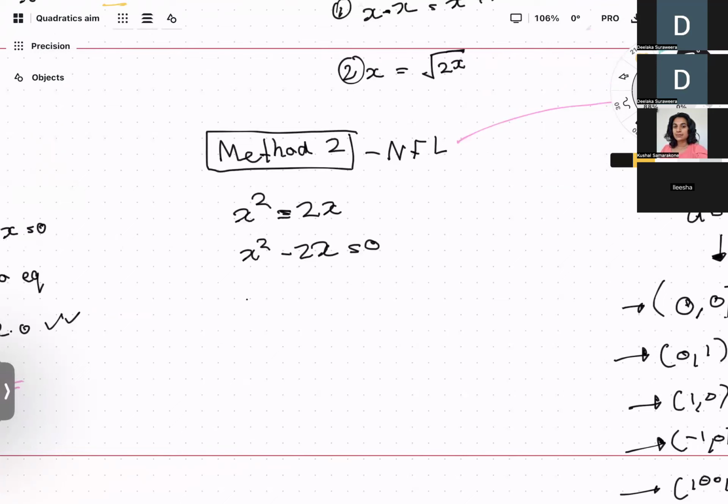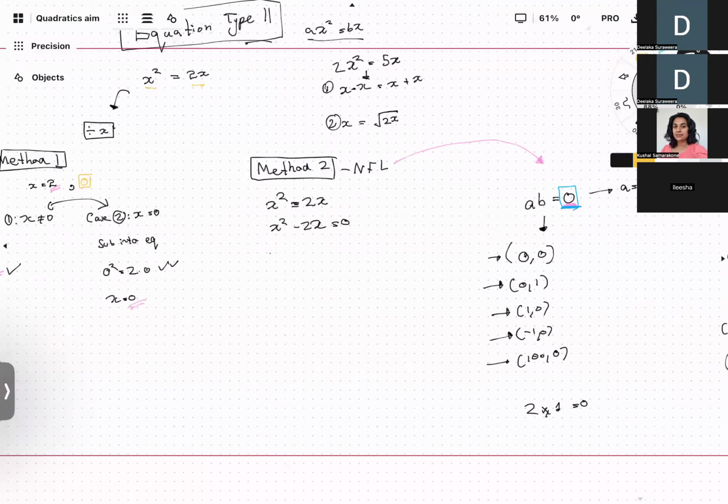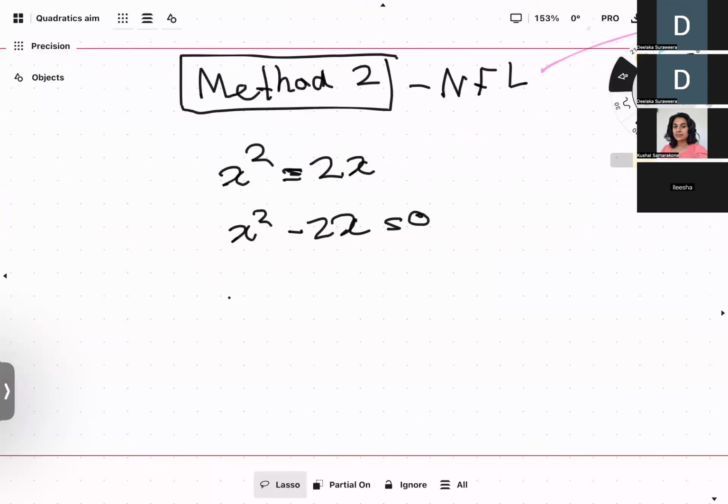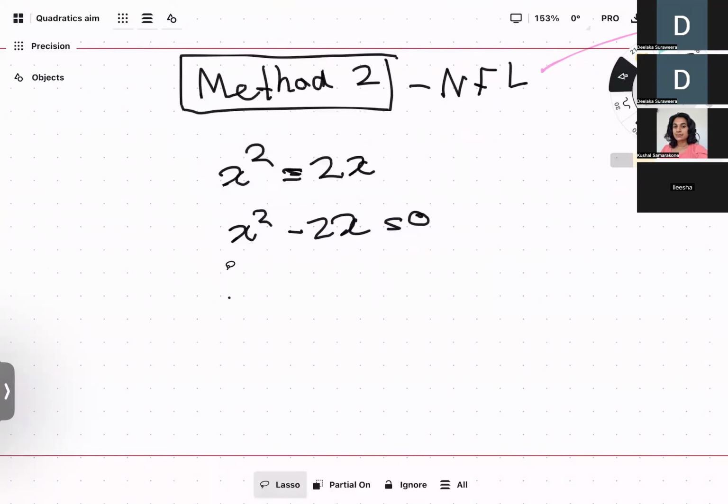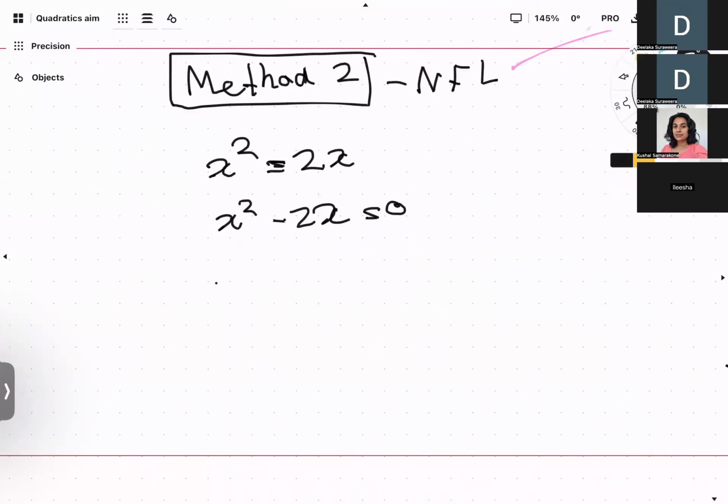And what can we do here? Do you notice anything in common between these two terms? X, right? X is a common factor. You can factor it out. Then you get x squared divided by x is x minus... By the way, do you guys know how to factor algebra?